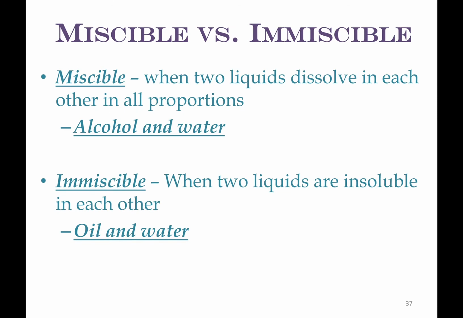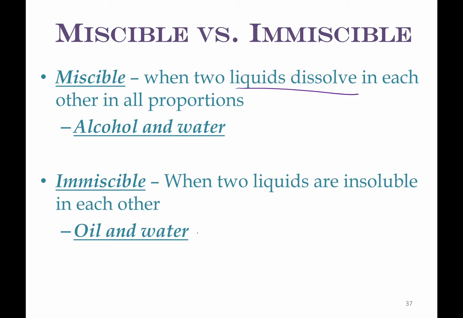Miscible and immiscible. Miscible means that the liquids dissolve in each other in all proportions. So that'd be like alcohol and water. So if you don't want somebody to know that you're drinking their alcohol, you put water in it. Until they taste it, they're probably not going to know because they're miscible. You're not going to be able to tell that you've dissolved one in the other.